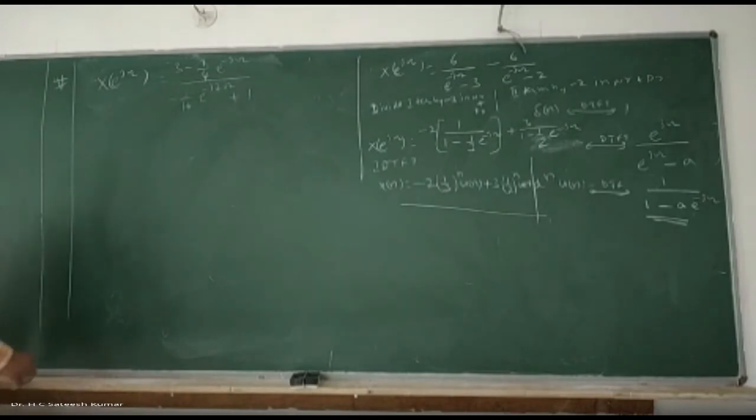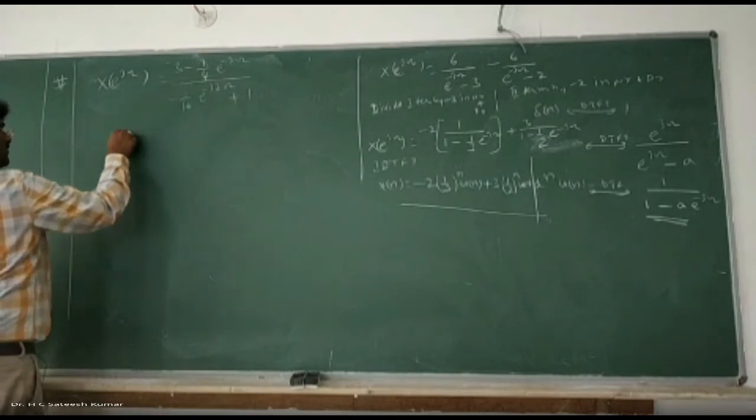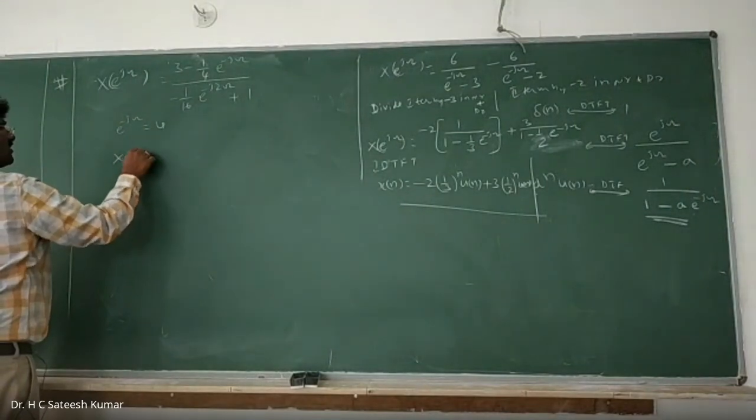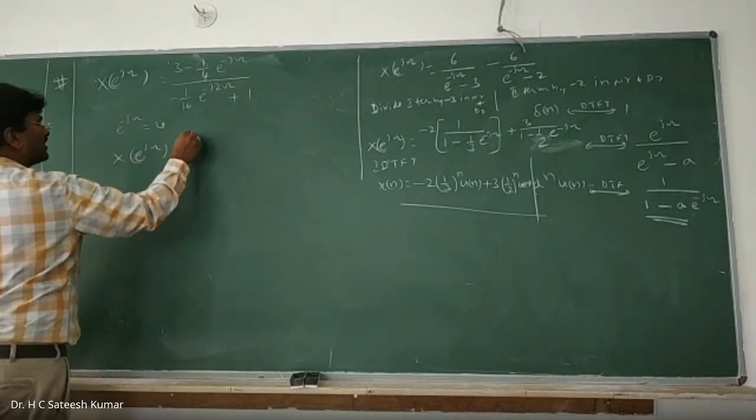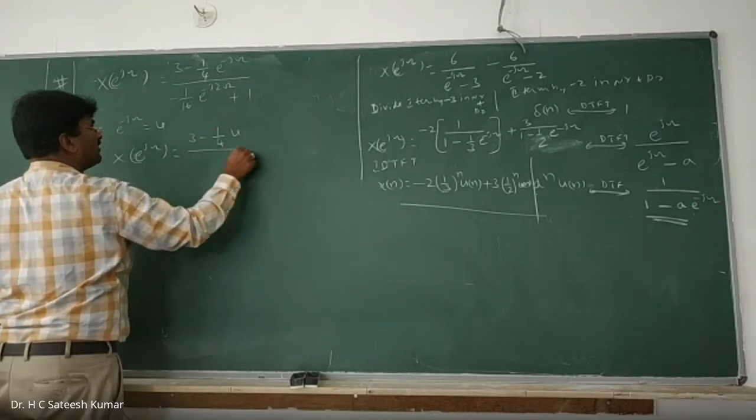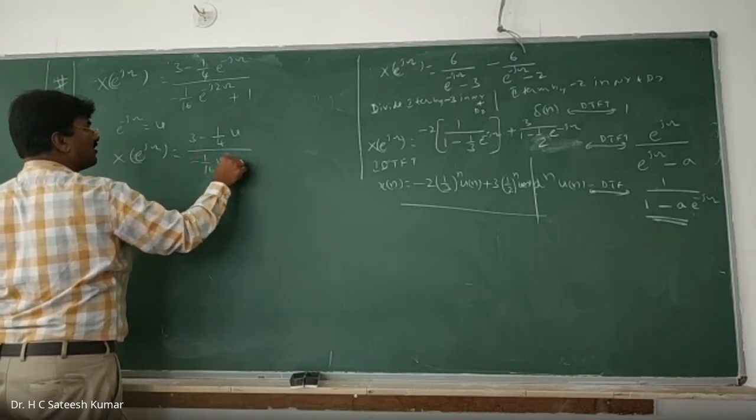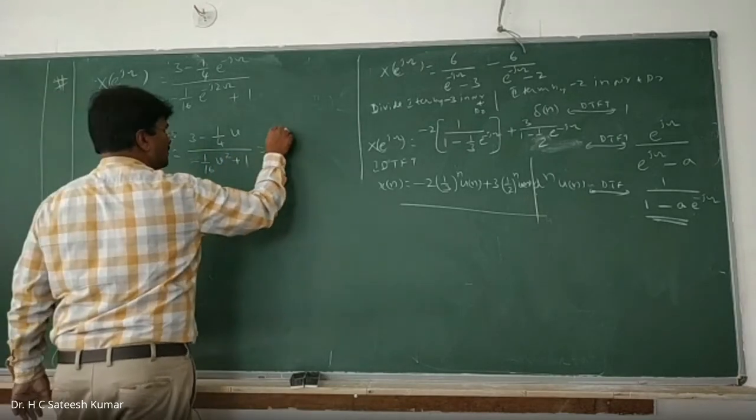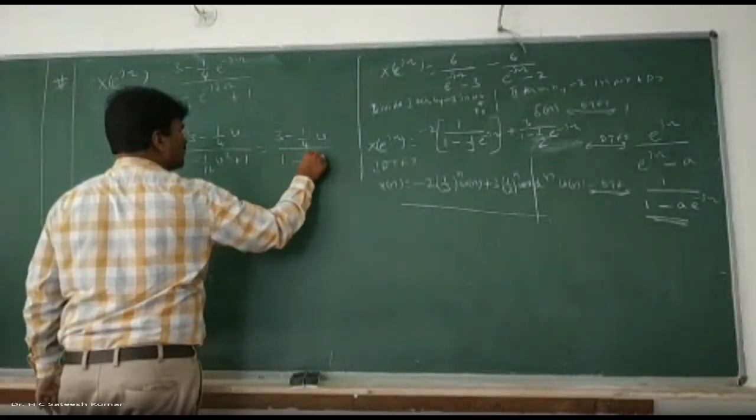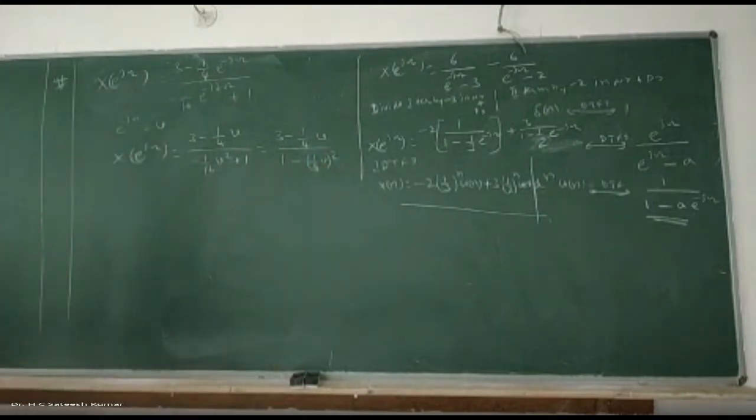Okay, right. So this can be written as what? Let us take e to the power of minus j omega is equal to v. Only for simplification purpose I will take it; afterwards I will substitute back. The value is 3 minus 1 by 4 v divided by 1 minus 1 by 16 into v square, which is nothing but 3 minus 1 by 4 v divided by 1 minus 1 by 4 v whole square. 1 by 16 v square you will get, no?